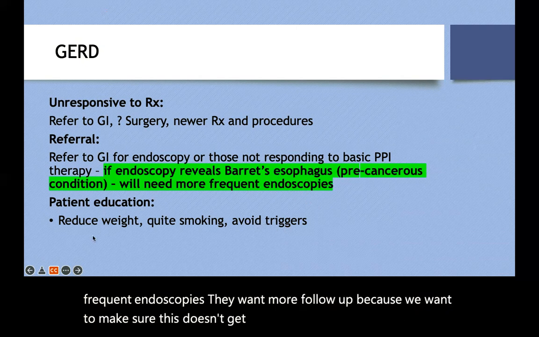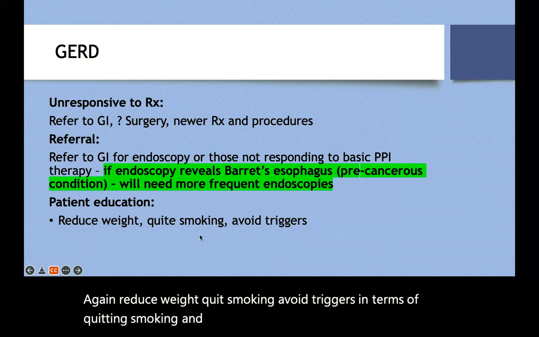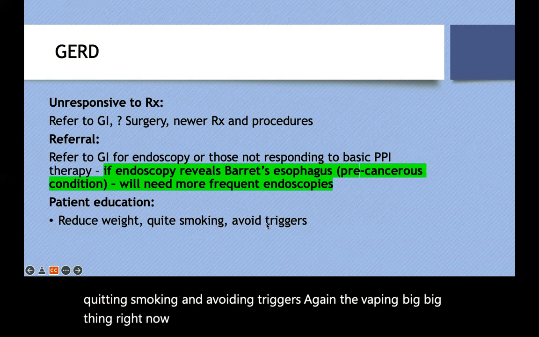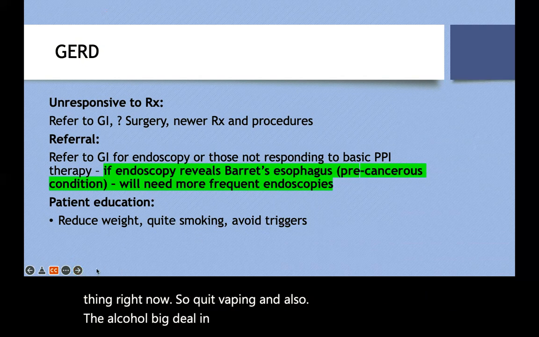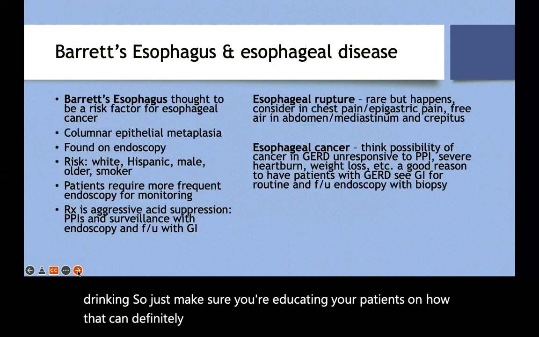In terms of patient education, again, reduce weight, quit smoking, avoid triggers. In terms of quitting smoking and avoiding triggers, again, the vaping is a big thing right now. So quit vaping, and also the alcohol, a big deal in the world, especially down south, a lot of drinking. So just make sure you're educating your patients on how that can definitely trigger this particular diagnosis.